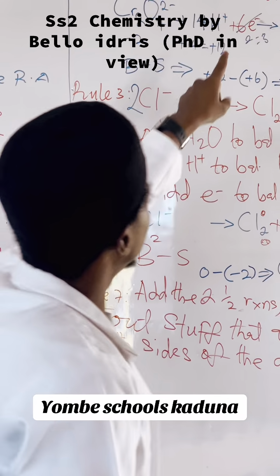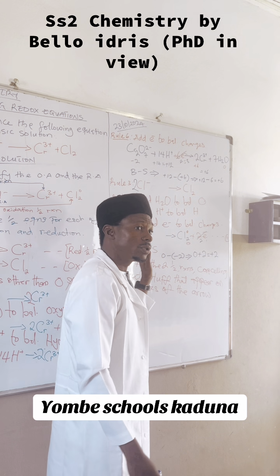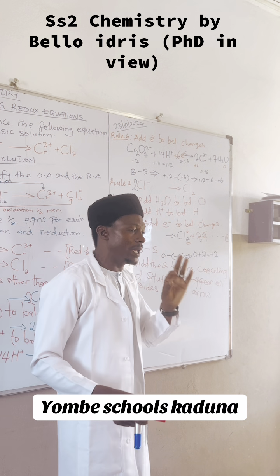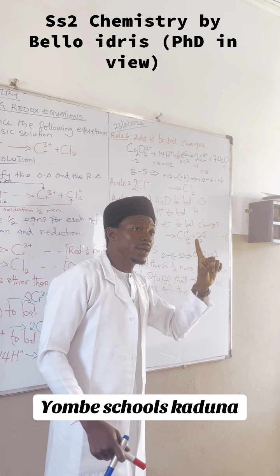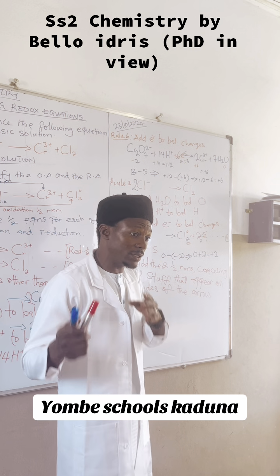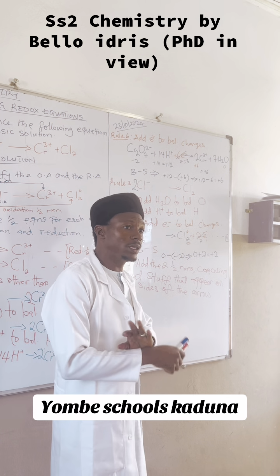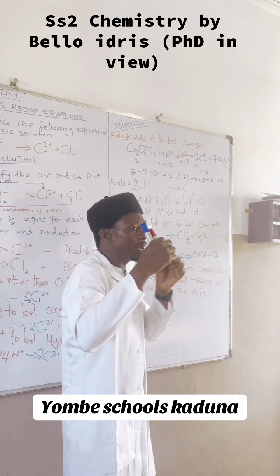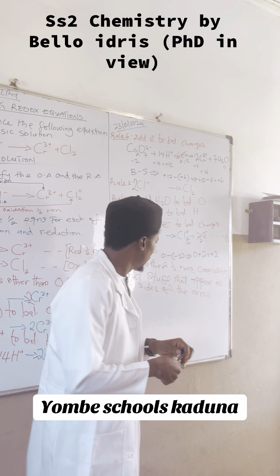So now, what we do, since the number of electrons here is 3, you multiply the whole of equation 2 by 3. The whole of equation 2 will be multiplied by 3, and the whole of equation 1 will be multiplied by 1. If you multiply or divide anything by 1, it still remains as it is. So there is no need to multiply equation 1 by 1. It changes nothing. We just bring it down. Are we together? Yes. We are going to multiply equation 2 by 3.